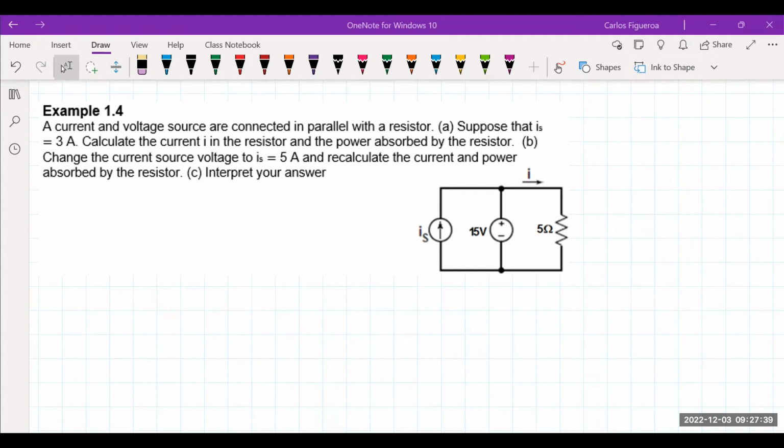Example 1.4. A current and voltage source are connected in parallel with the resistor. Suppose first that the current source is at 3 amps. Calculate the current and power of the resistor. And then in B, we're going to change that current source value to 5 amps and redo the calculation and interpret it.